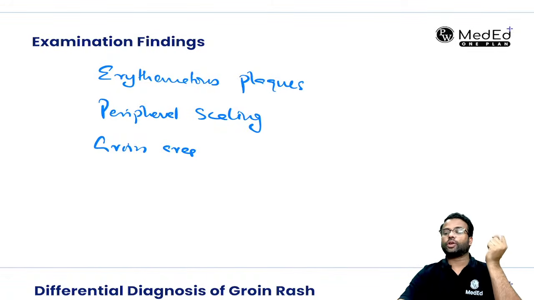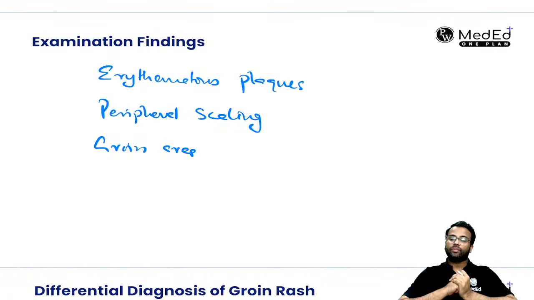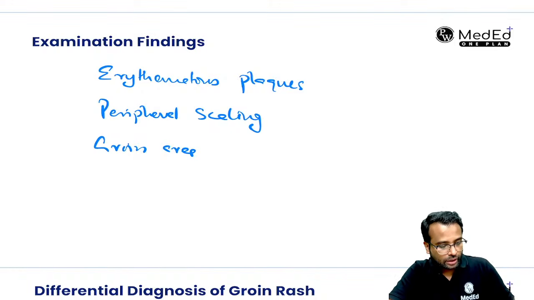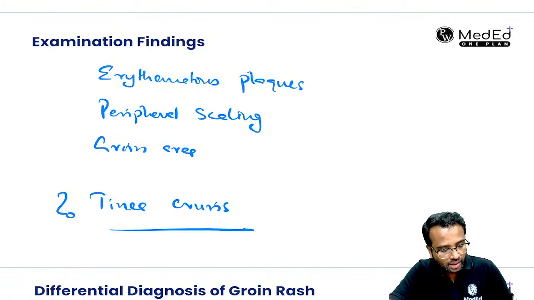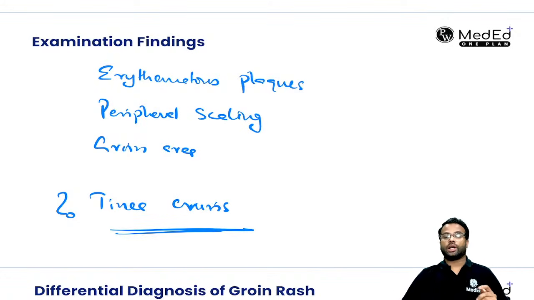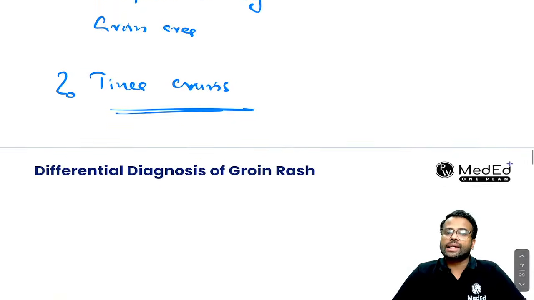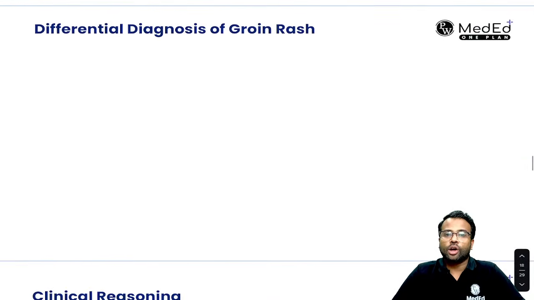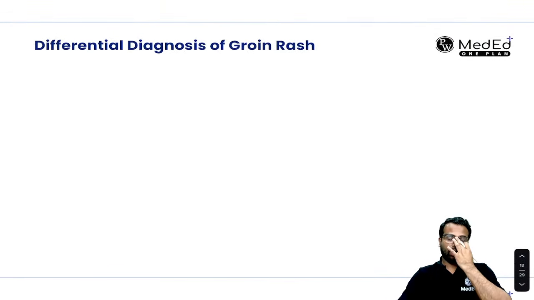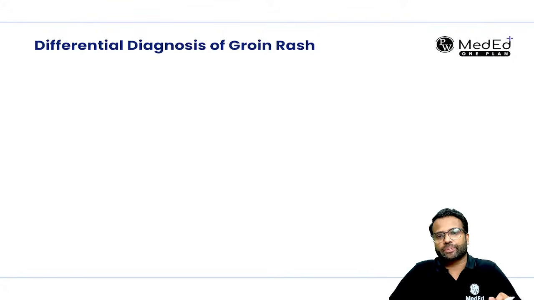Anybody? Yeah, Anand Hospital is saying Tinea Cruris. So let me put a provisional diagnosis as Tinea Cruris. Excellent. It's a very good provisional diagnosis. So first, before we talk about this provisional diagnosis of Tinea Cruris, let us see as a good physician, what should be your differential diagnosis for a groin rash.